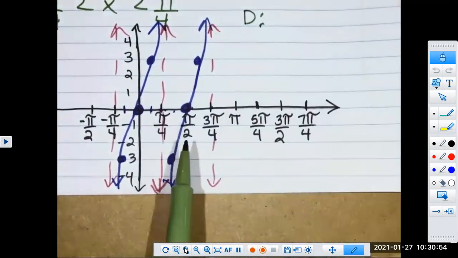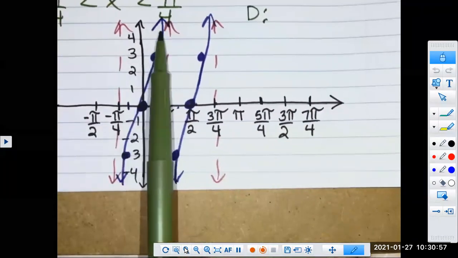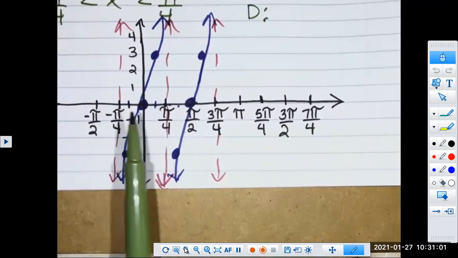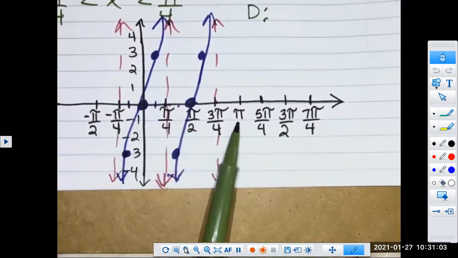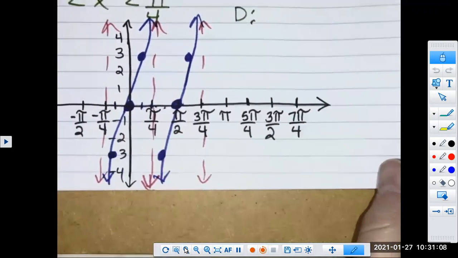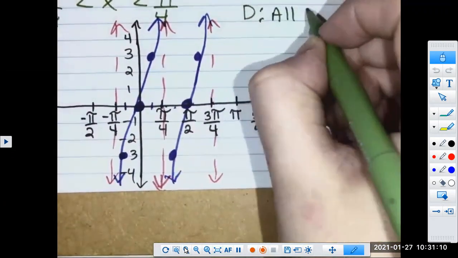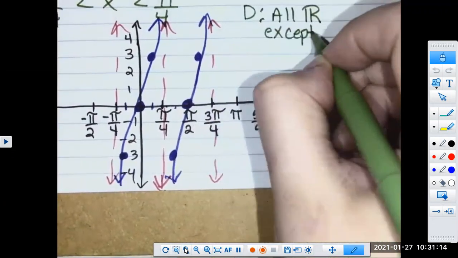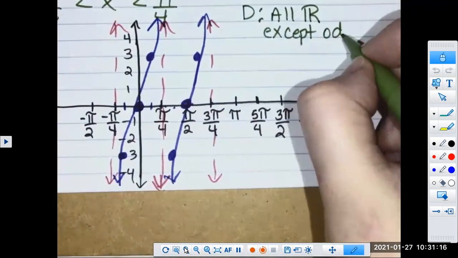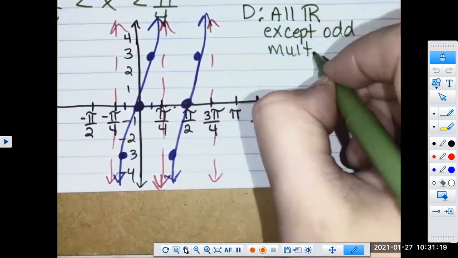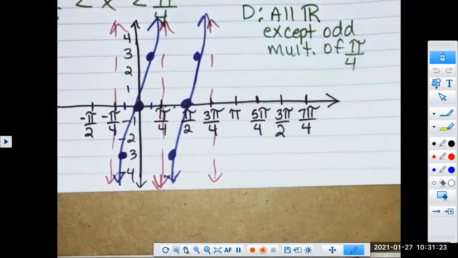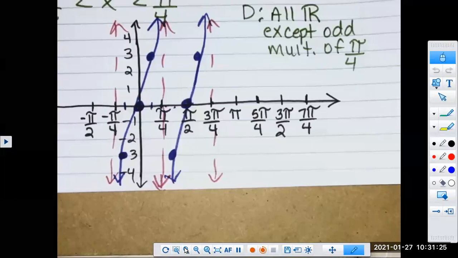All right, your domain, you've got asymptotes at -1 pi over 4, pi over 4, 3 pi over 4. Your next one would be at 5 pi over 4, 7 pi over 4, and so on. So your domain is all real numbers except odd multiples of pi over 4.